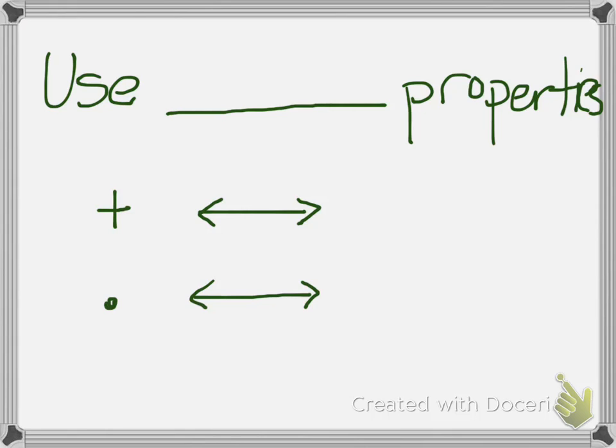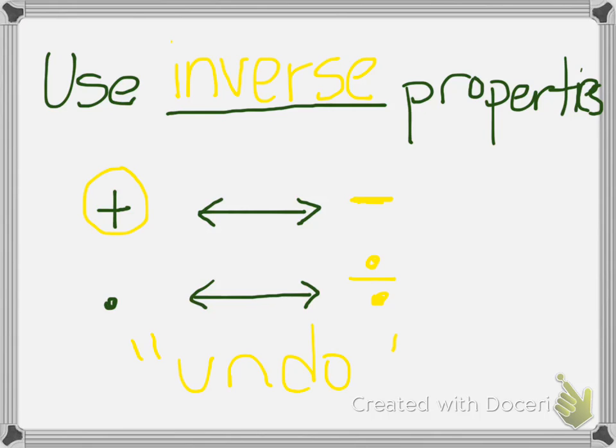We will be using inverse properties. So what are the inverses? We have addition with subtraction, okay, those undo each other. Multiplication with division. Those operations are inverses, okay? So inverse operations undo each other.